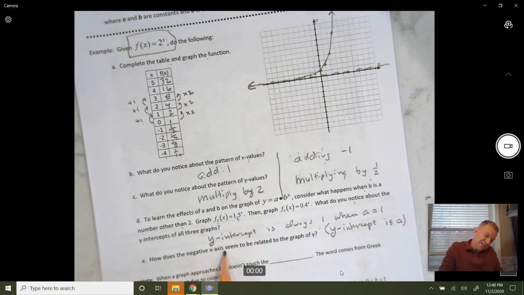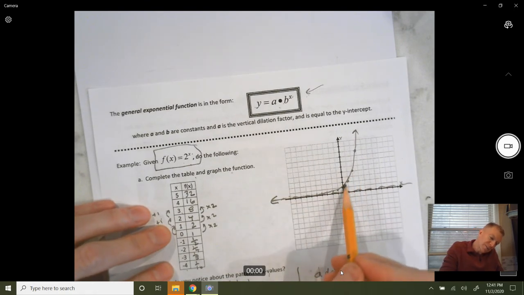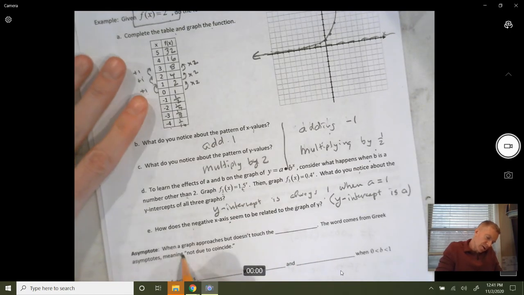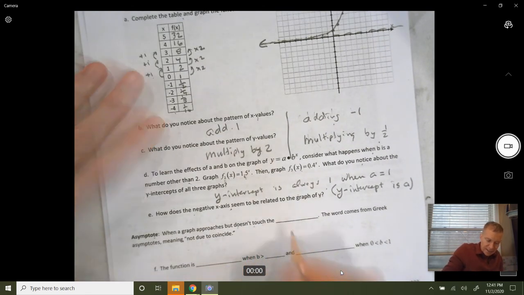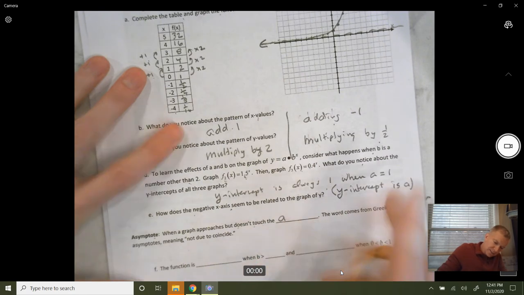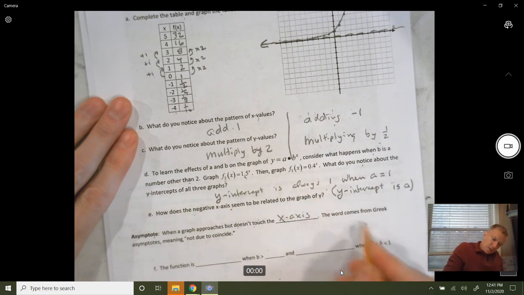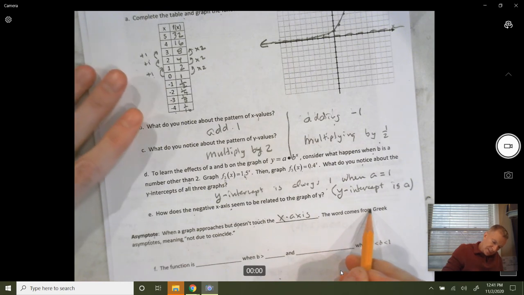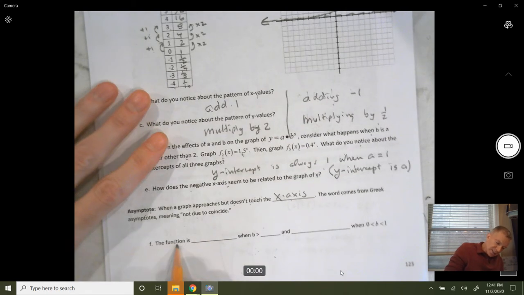What does the negative x-axis seem to be? How does the negative x-axis seem to be related to your graph? Looks like on the negative x side, your graph is coming closer and closer to that x-axis. Okay, and that is called an asymptote. When a graph approaches but does not touch a line, any line, but in our case, the x-axis, okay, it's called an asymptote. The word comes from the Greek asymptotes, meaning not due to coincide, because you approach it, but you never touch it.